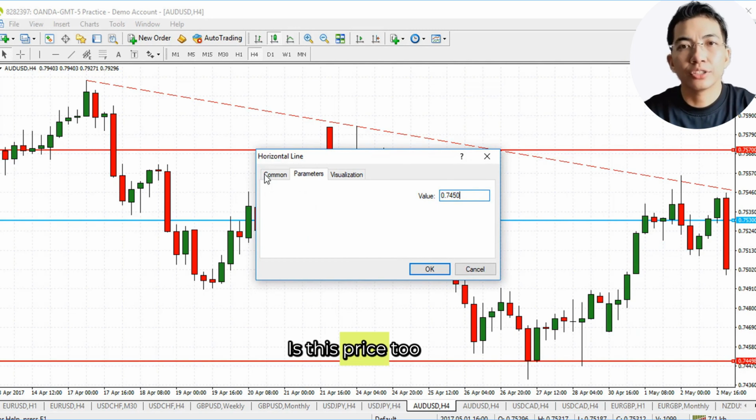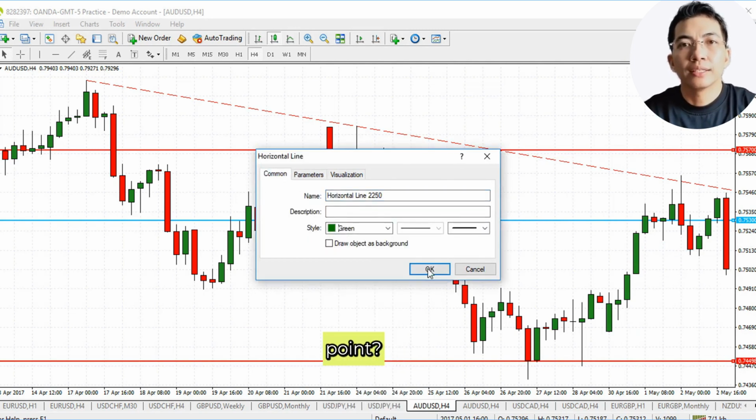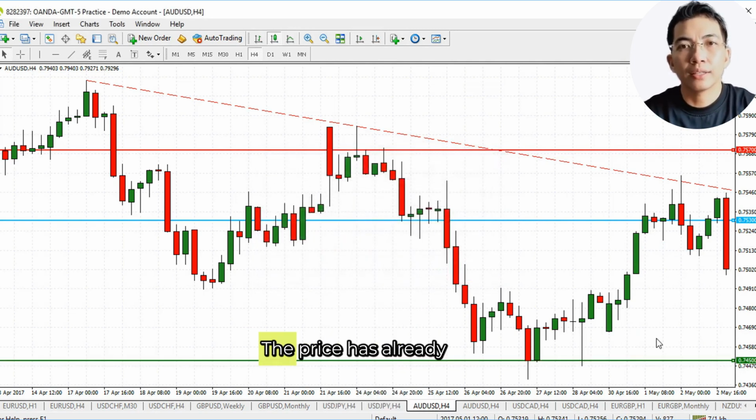Is this price too far from my entry point? It is not too far. The price has already tested this level in the past, and we are also in a downtrend, so I expect that the price can go even lower than this.